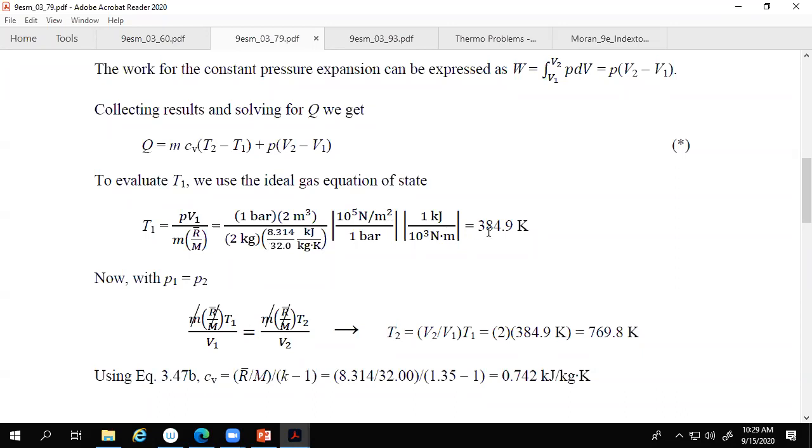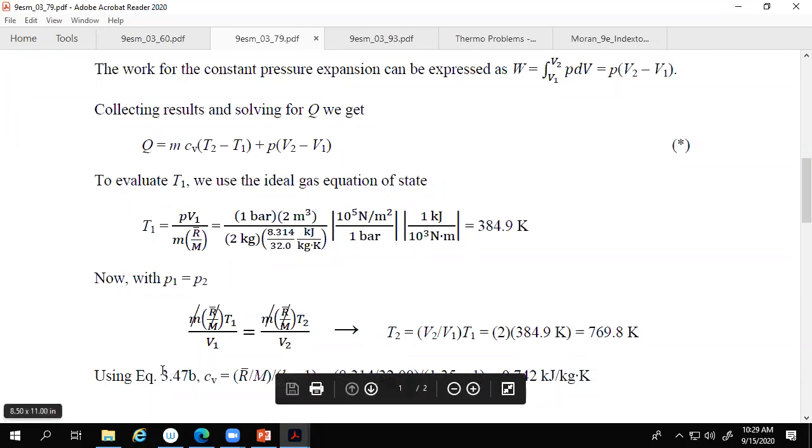Okay, anyway, that comes out about 385, 384.9 Kelvin. And remember, you get a temperature out of this, it's coming out in absolute. It isn't coming out in degrees C. Absolute temperatures, absolute pressures.